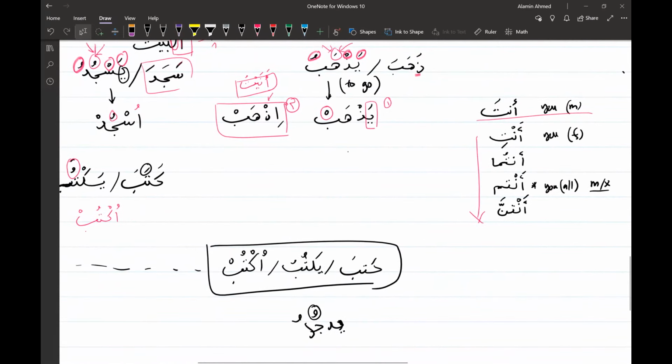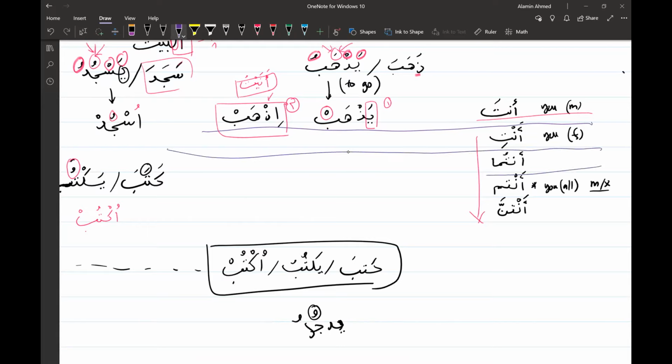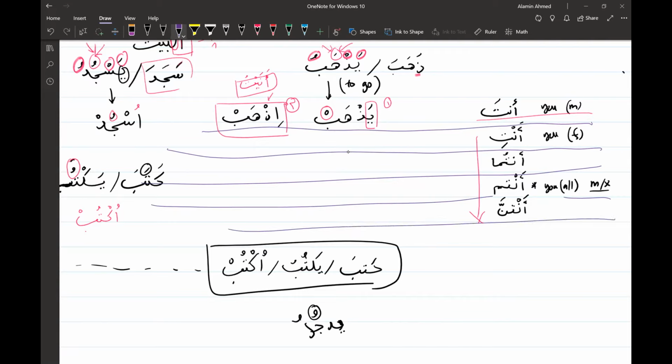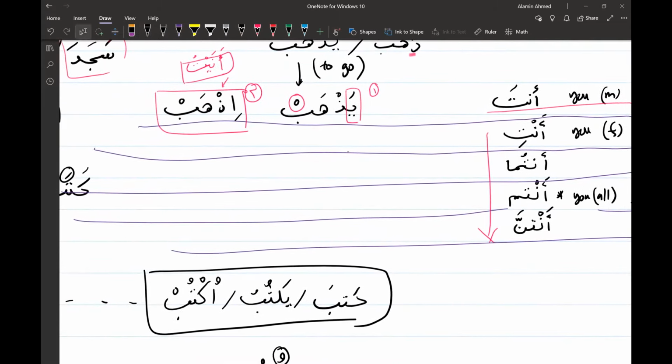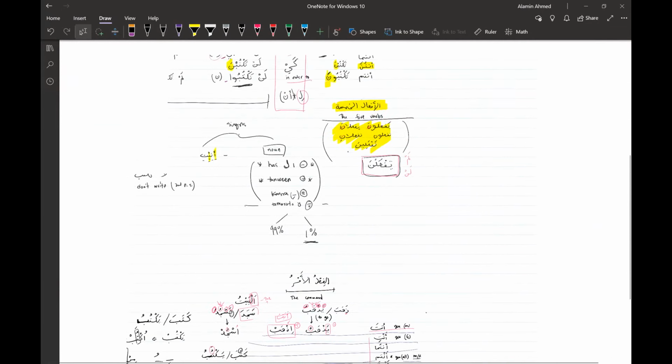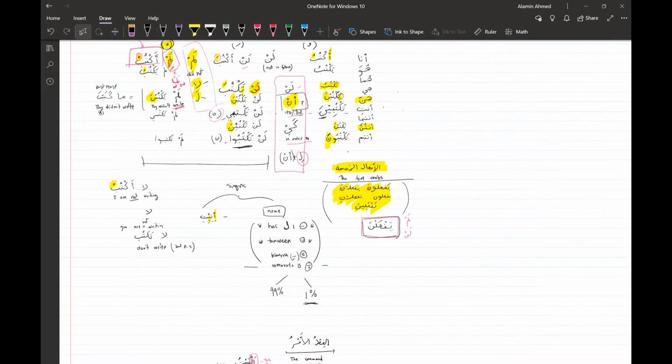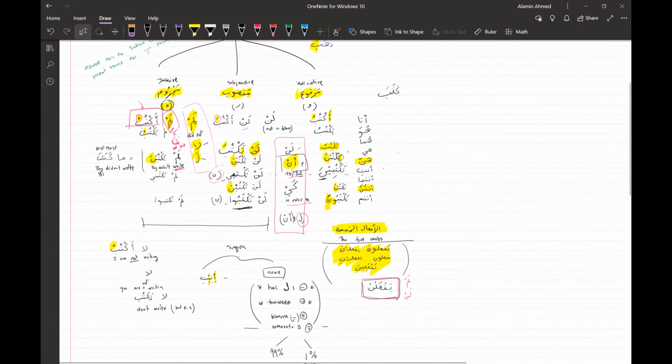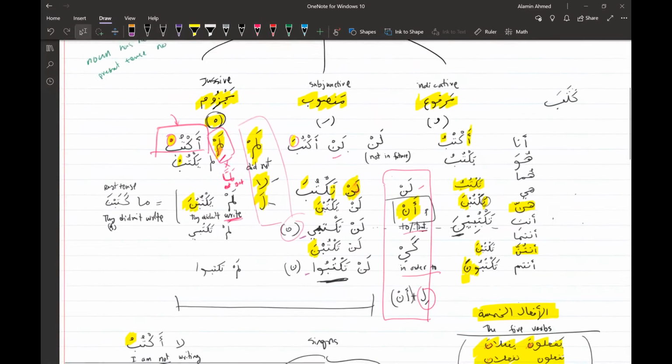So we have to complete a few things here. All we have done so far is the anta. So we have to see how we say anti, antuma, antum, and antunna. So how do you say anti? That's why the book, and it's not only this book, I've seen other books do it also, they teach you mansub and majzum first.